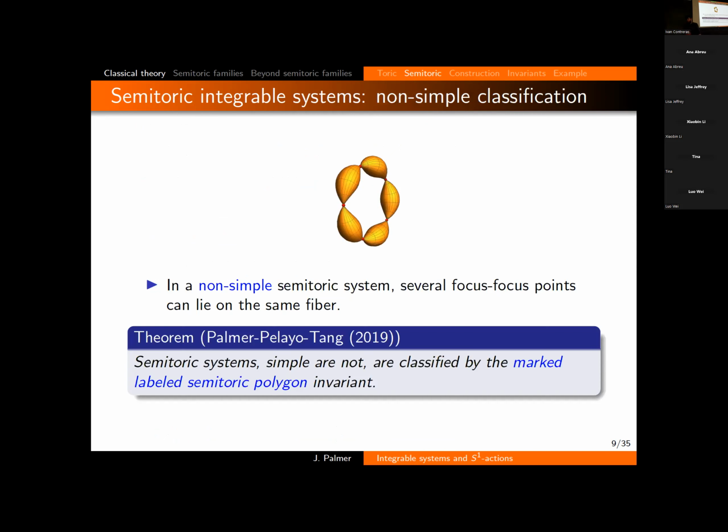And I can just spend one slide to say that we have also dealt with this case. So I have a paper with Pelayo and Tang that if you deal with the invariants a little bit, you can still classify them in terms of a polygon, essentially, in the non-simple case. So I won't actually talk about the non-simple case, but it's not that much different. I guess that's what I want to say.